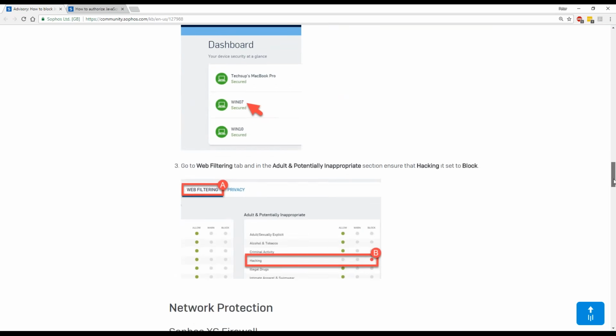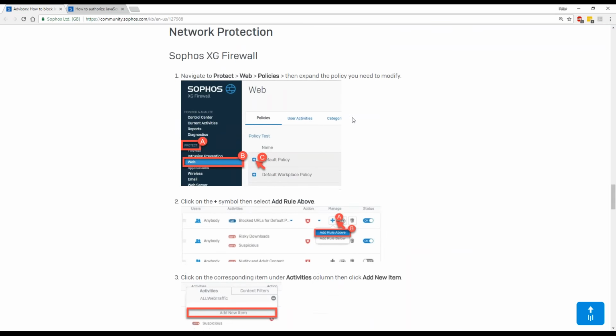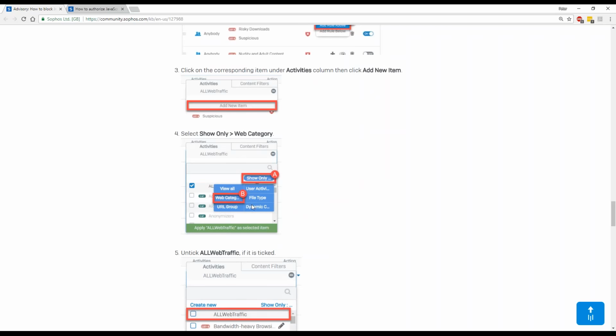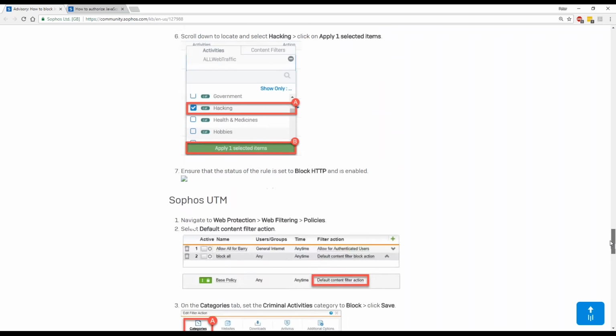You can also apply a web policy over here. XG firewall, same thing like we have seen before. So just go to your protection, go to web, edit your policy, if it's the default policy, your workplace policy or any special policy, block the hacking category, and that's it. You're protected against JavaScript miners.